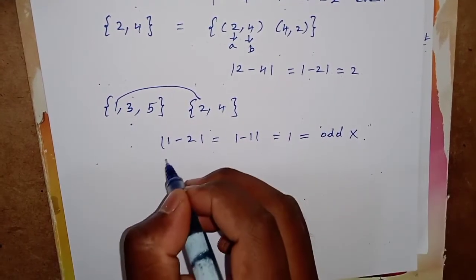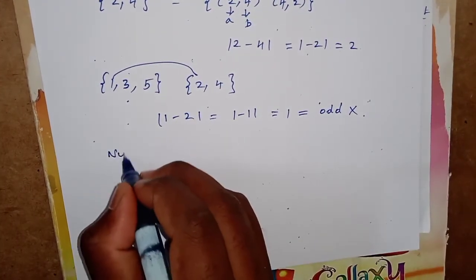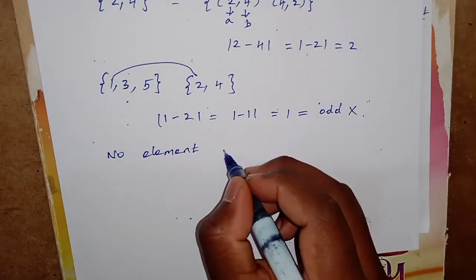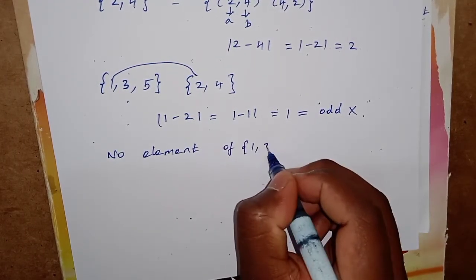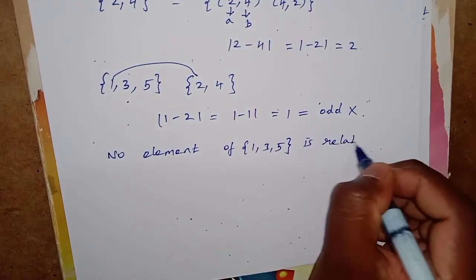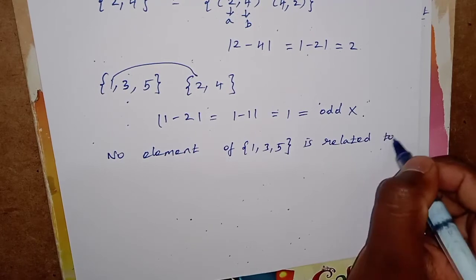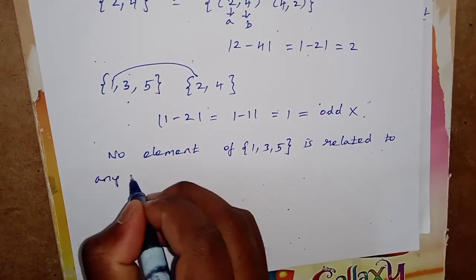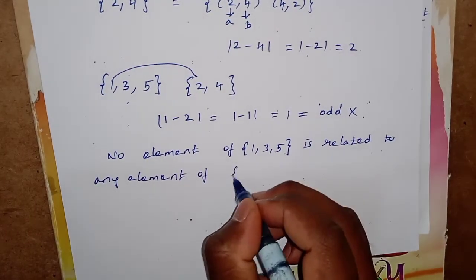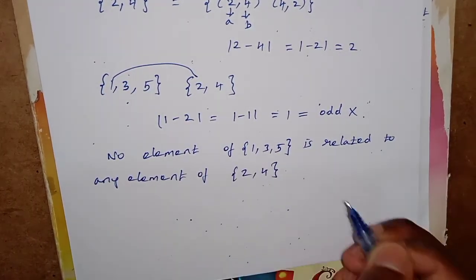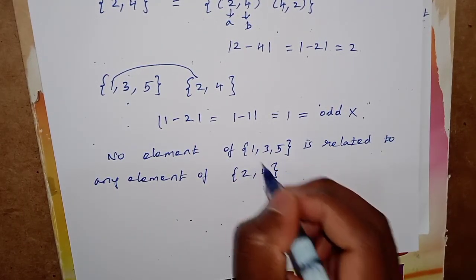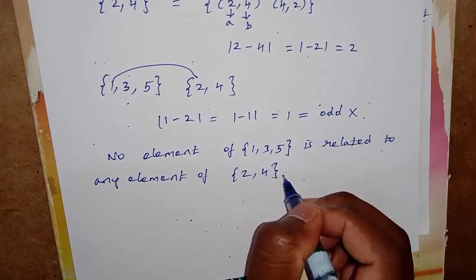Therefore, no element we have tried, no element of {1, 3, 5} is related to any element of {2, 4}. If related as (1, 2) or (1, 4), here it will be an odd number.